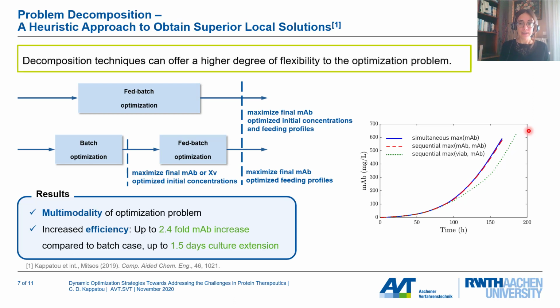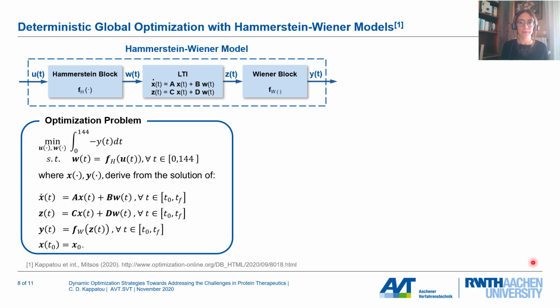This again shows the multimodality of the existing problem, and is only possible because of local solutions, because otherwise we would expect that the first approach, that from the beginning gives us degrees of freedom to optimize everything, should yield the best objective, but it doesn't, because we have nonlinear models that can have multiple local solutions. And we see that by decomposing the problem and adding a higher degree of flexibility to the optimization problem, we can again find superior local solutions.